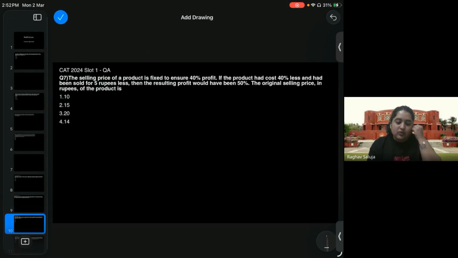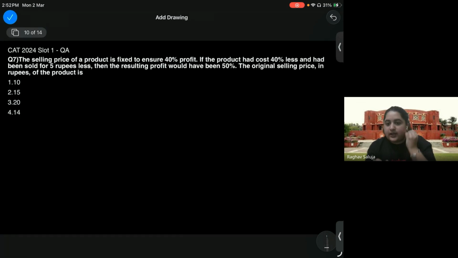So let's see what the slot 1 had in CAT 2024. The selling price of a product is fixed to ensure 40% profit. If the product had cost 40% less and had been sold for 5 rupees less, then the resulting profit would have been 50%. As soon as you see this kind of question, you know that you want to attempt it, because it's very straightforward.